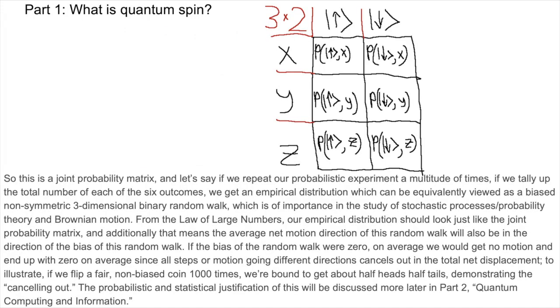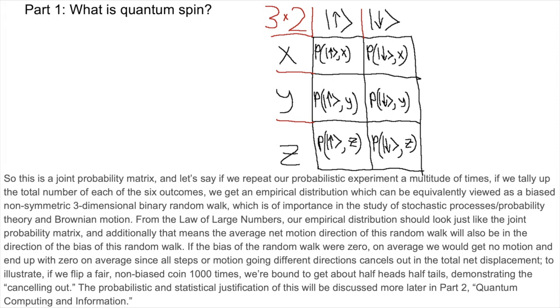So this is a joint probability matrix, and let's say if we repeat our probabilistic experiment a multitude of times, if we tally up the total number of each of the 6 outcomes, we get an empirical distribution which can be equivalently viewed as a biased, non-symmetric, 3-dimensional binary random walk, which is of importance in the study of stochastic processes, probability theory, and Brownian motion.